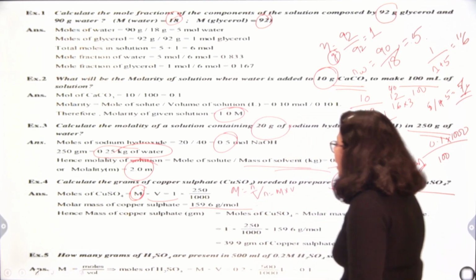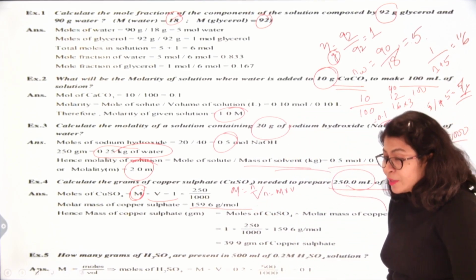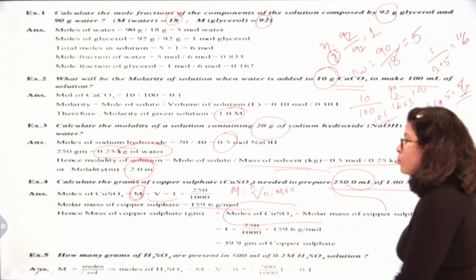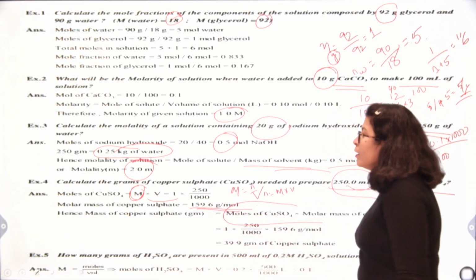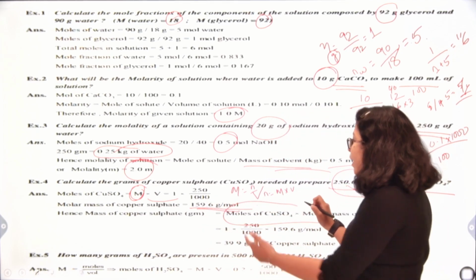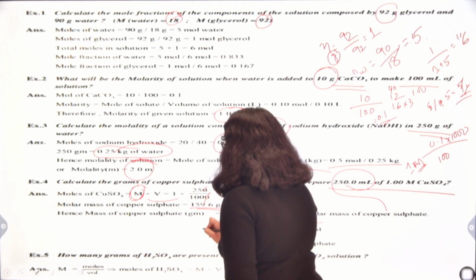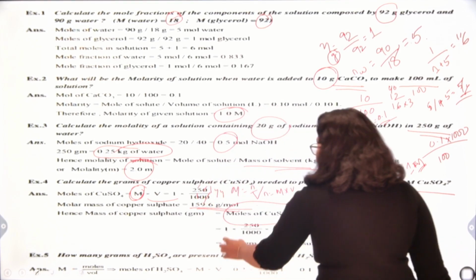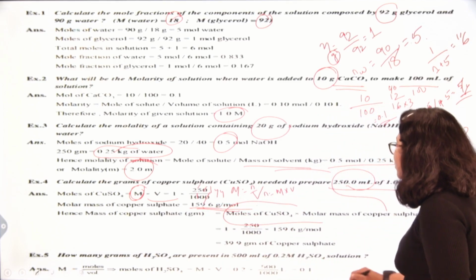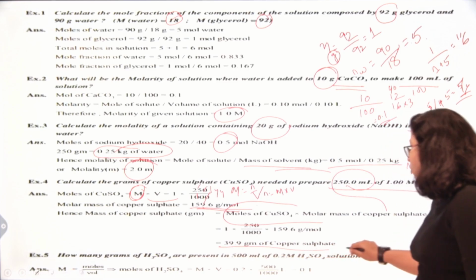The mass of copper sulfate is number of moles into molar mass. The molar mass of copper sulfate is 159.6, and the moles were found out to be 1 by 4. So basically here we have 159.6 into 1 by 4, which is 39.9 grams of copper sulfate.